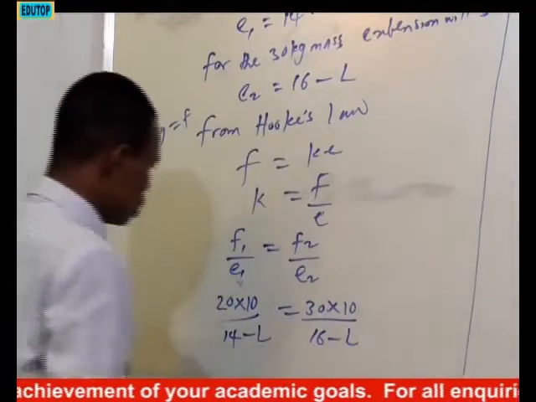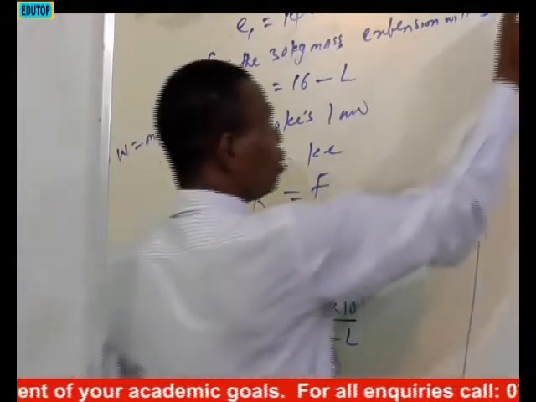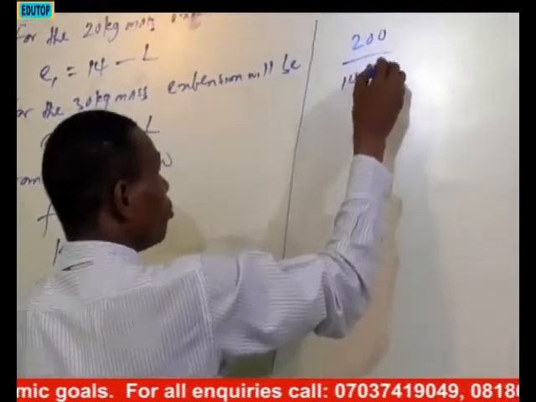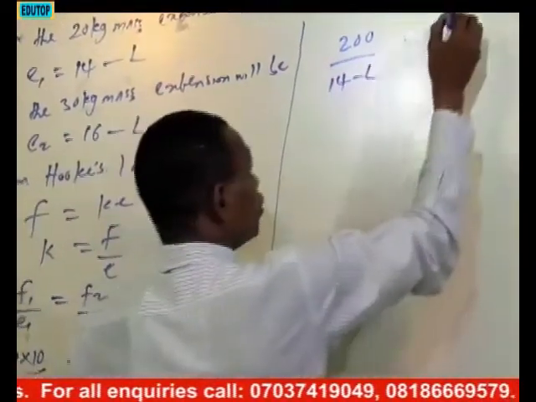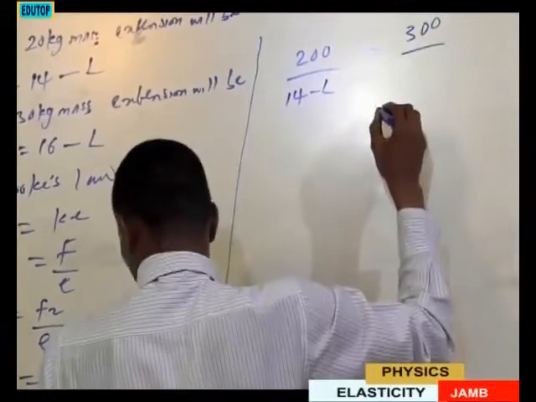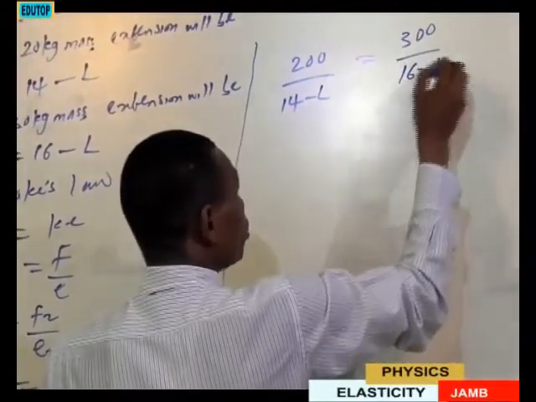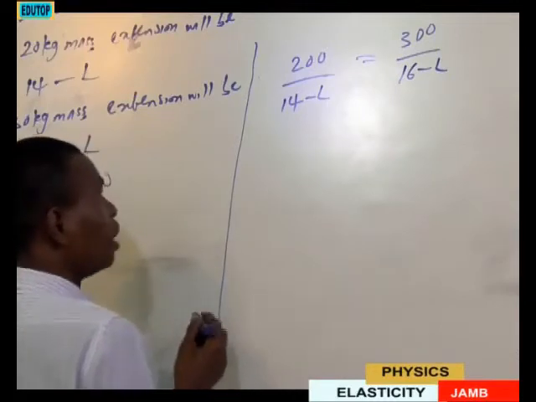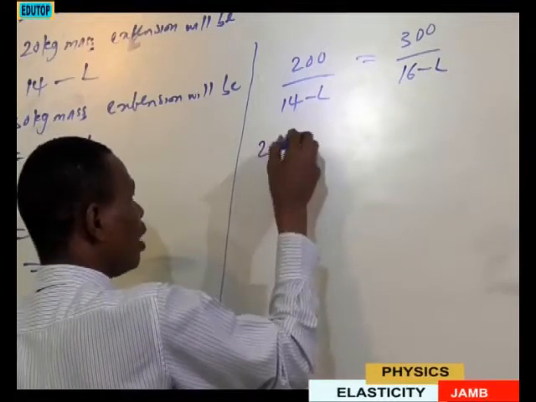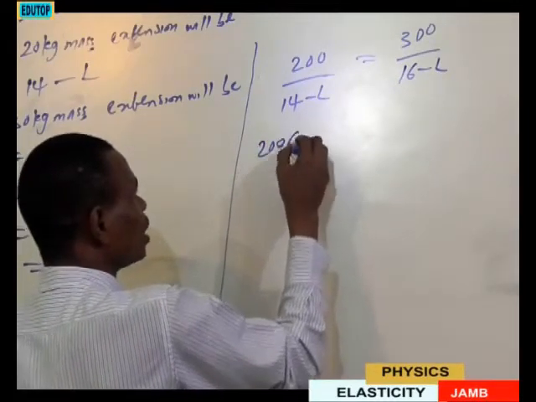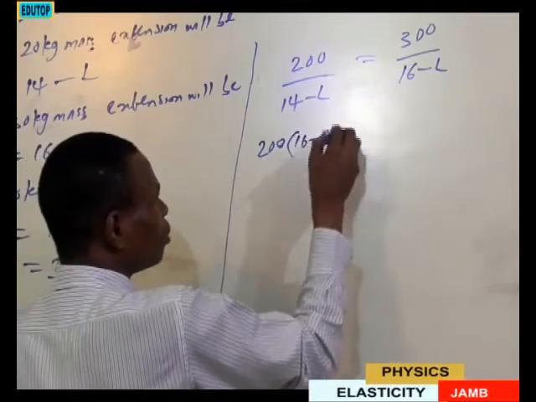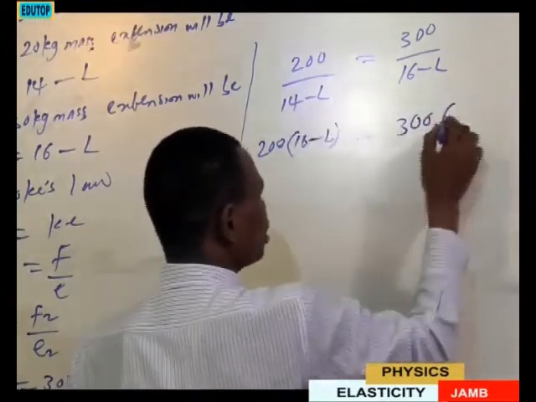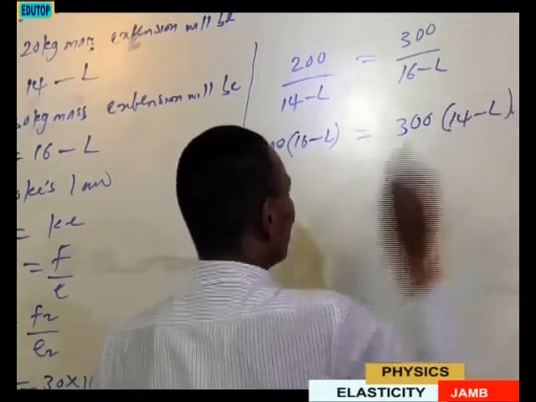From there, if we try to evaluate it, this is 200. You are having 14. This is 300. You are still having 16. Try to cross multiply. When you cross multiply, what are you going to have? 200 into 16 minus L. 300 into 14 minus L.